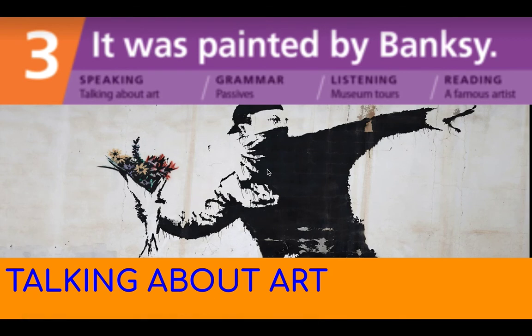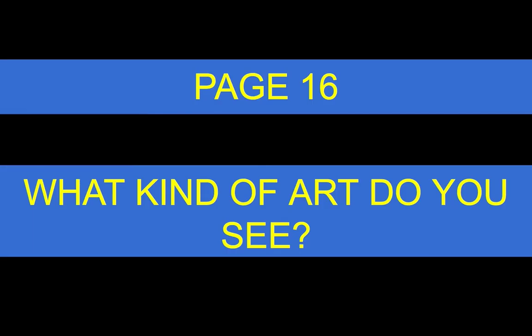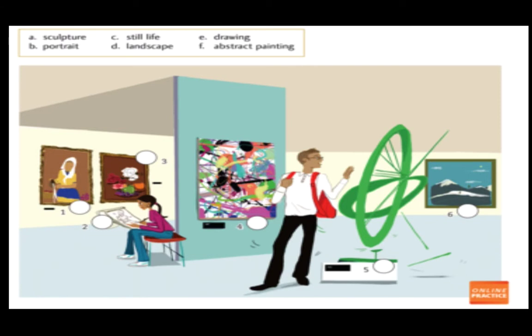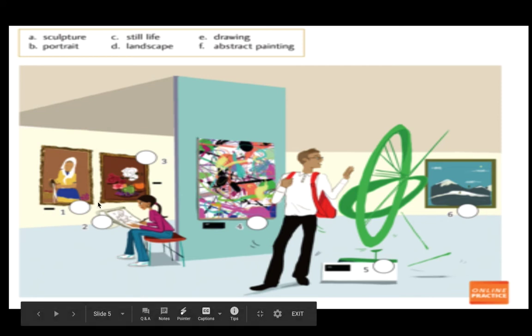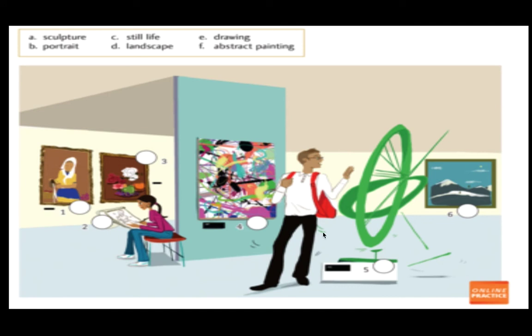So if you have the book, you can turn to page 16, and we'll start by looking at the vocabulary. On page 16, if you look at the picture, what kind of art can you see? We have two people, a young lady and a young man. They are in an art museum. You can see four pictures. And she's doing something.